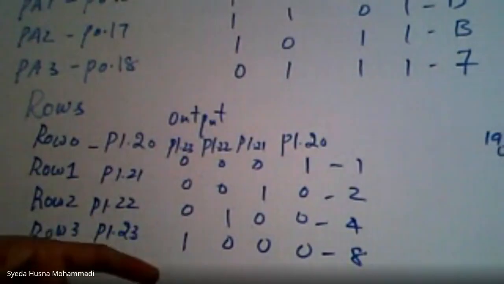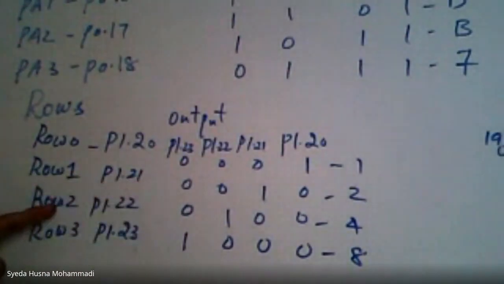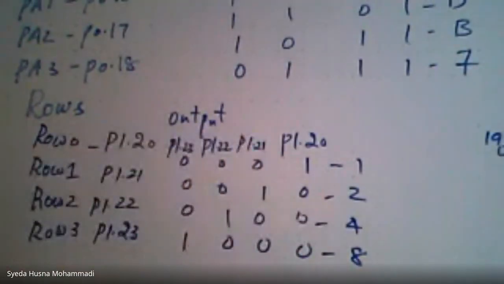Okay, on similar lines, I have to check whether any key has been pressed in row 2. So just activate row 2 and deactivate all the other rows. You'll get 0, 1, 0, 0, which is nothing but 4.